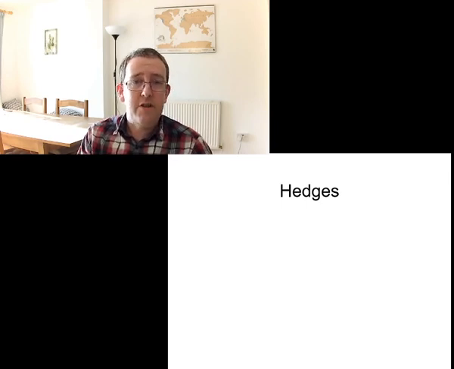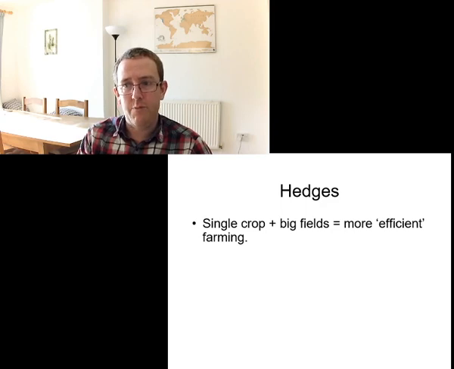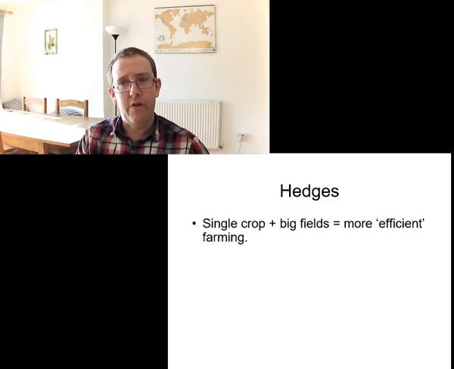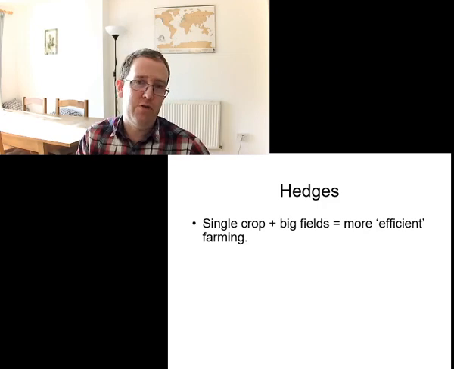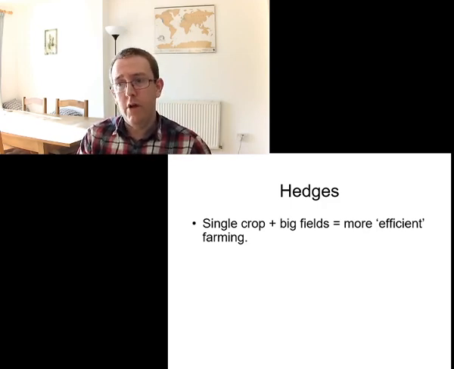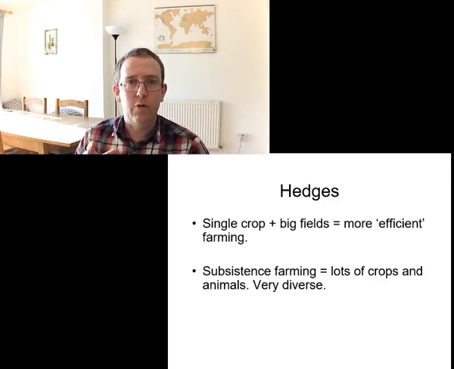So, hedges, of course, are massively important. There was a big push a few decades back to do big single crop, big fields, more efficient farming. So single crop farming, get rid of the hedges, you can have one big combine harvester, more efficient farming. And to an extent, that's still the case, but there is more of a push back now to go back towards, not fully, towards smaller fields.